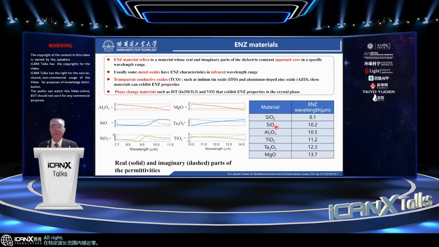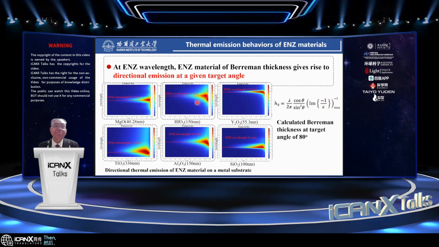Like this oxide material, SiO2, SiO, etc. At these wavelengths, their epsilon, or dielectric constant, approaches 0. Then at these ENZ wavelengths, the ENZ material of a certain thickness gives rise to directional emission at a given target angle.